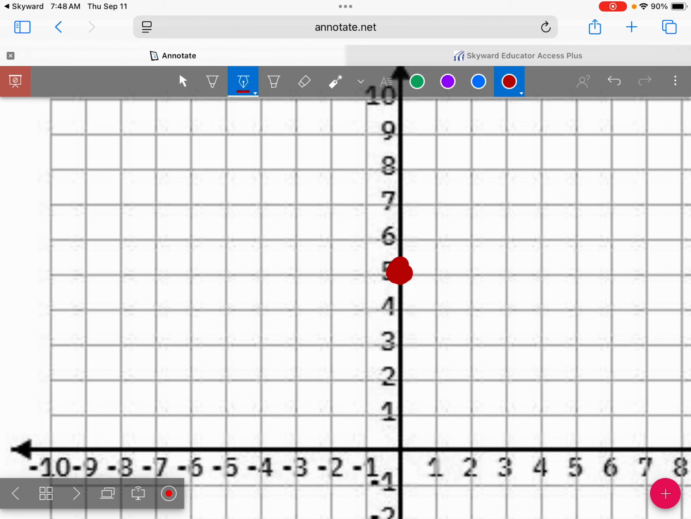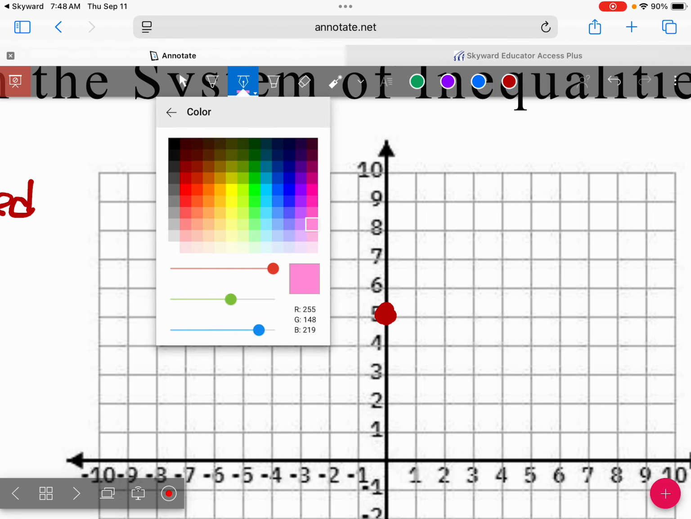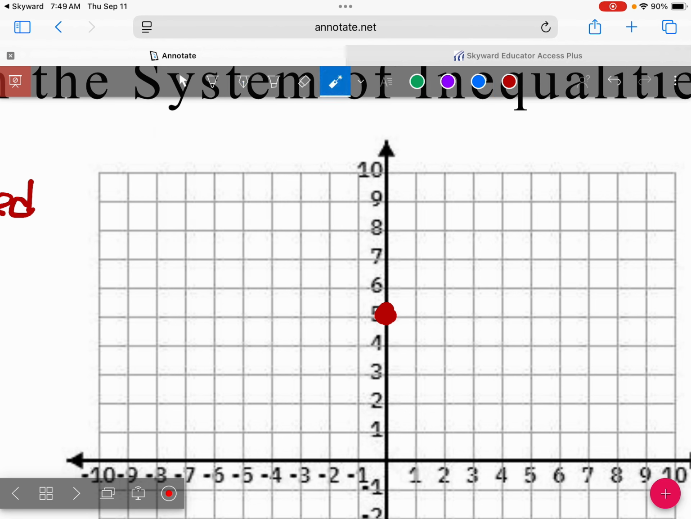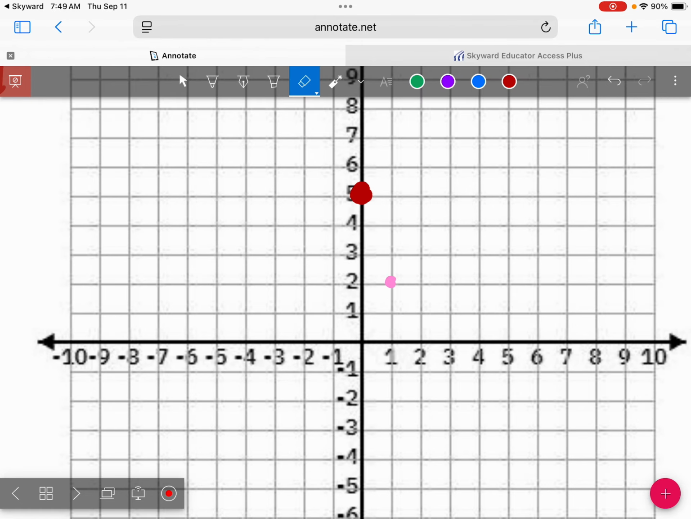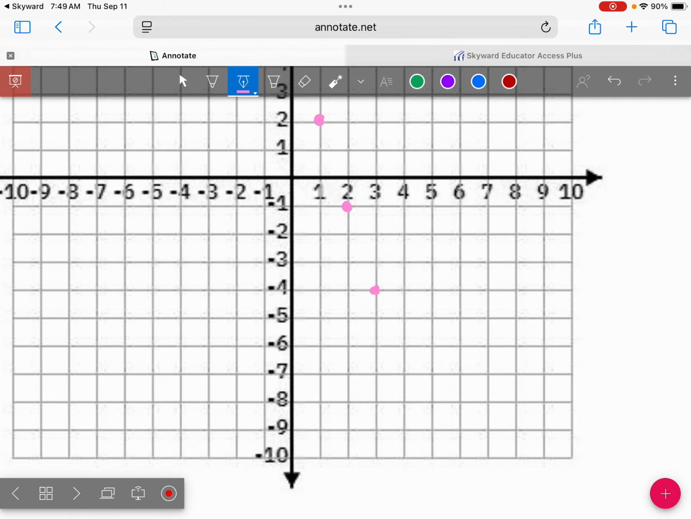How do I find my next point? Down 3 over 1. And I'll go down 1, 2, 3 over 1. And then I can do it again. I can go down 1, 2, 3 over 1. Oop, wrong color. And go down 1, 2, 3 over 1. The more points you have, the easier it is to plot up your line.